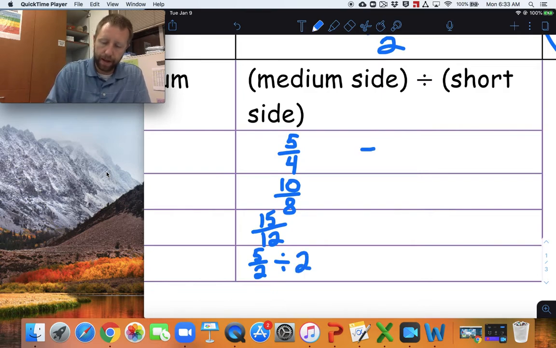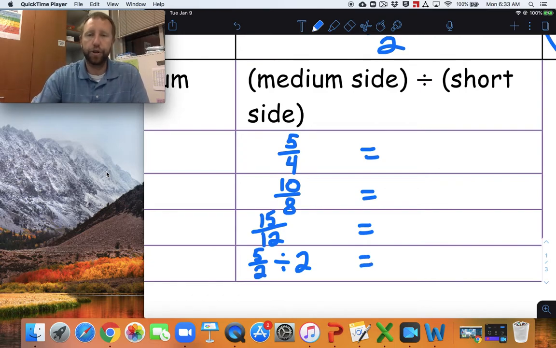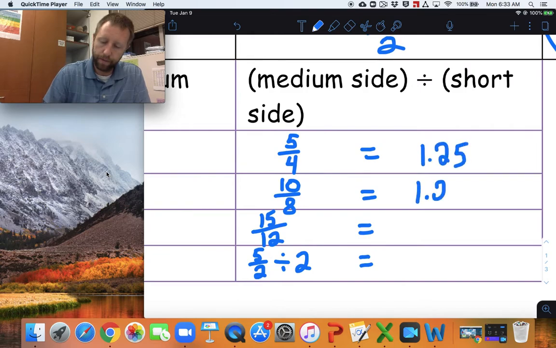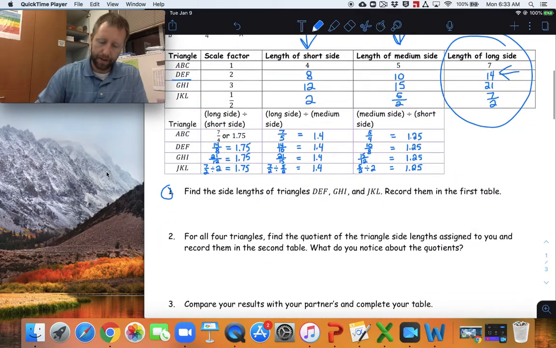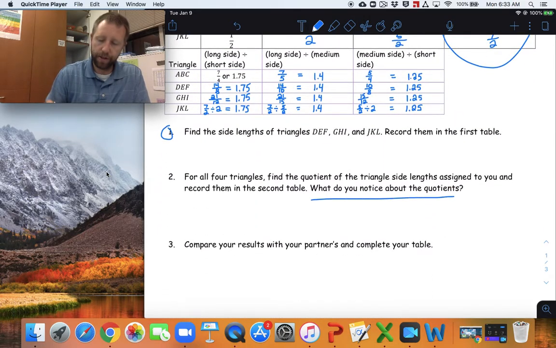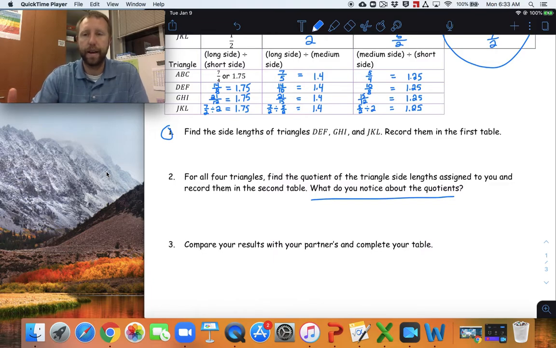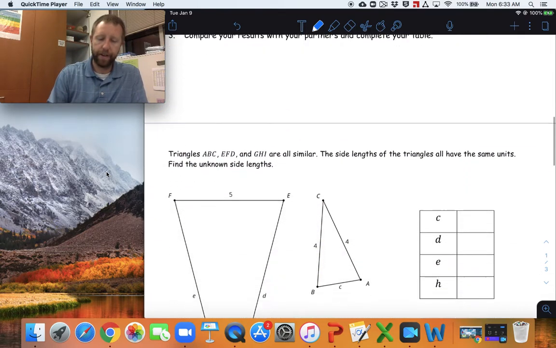divided by 2. Now we should get the same quotient again for all of these, and when you actually do those divisions, you do see that it is 1 1/4 for each one of them. Okay, and so what do you notice about the quotients? They all stay the same. It doesn't matter which triangle you do this division with, that quotient is the same for each one of them. All right, on to the next page, on to page 70.